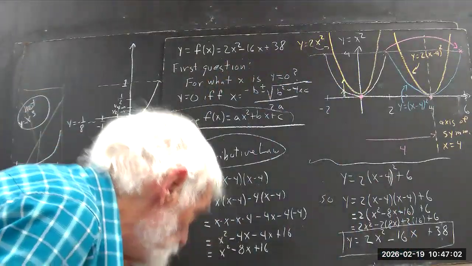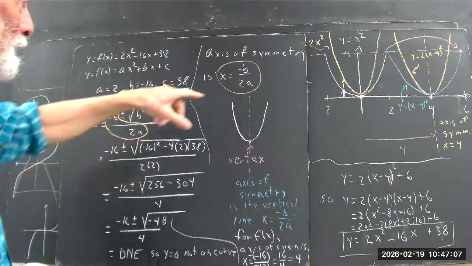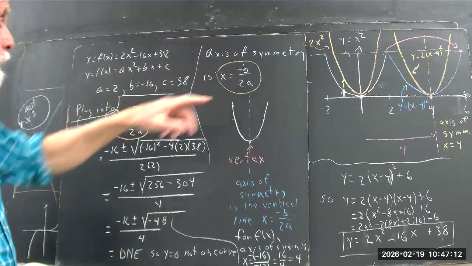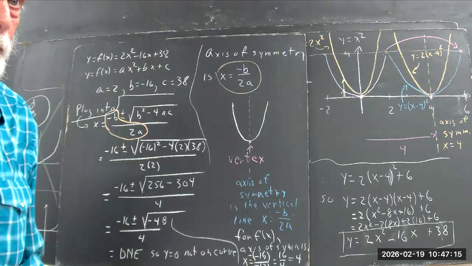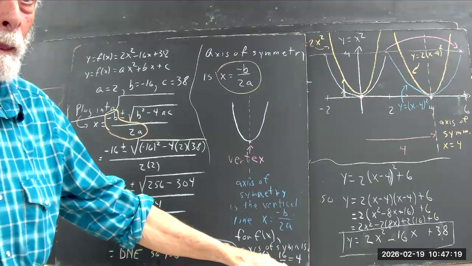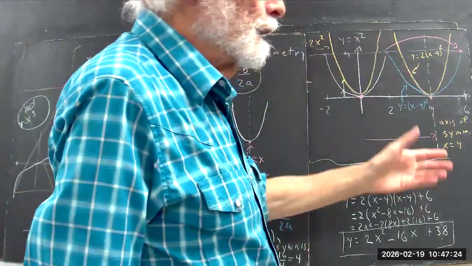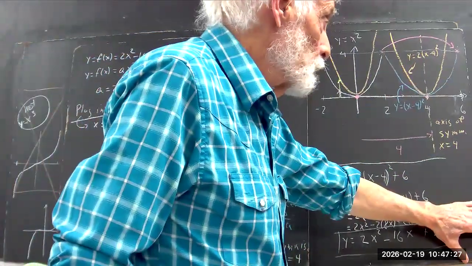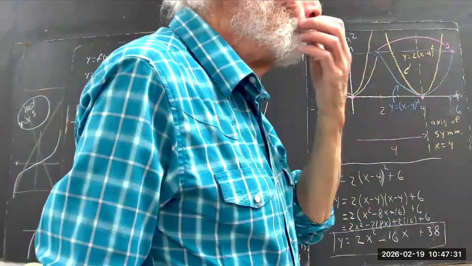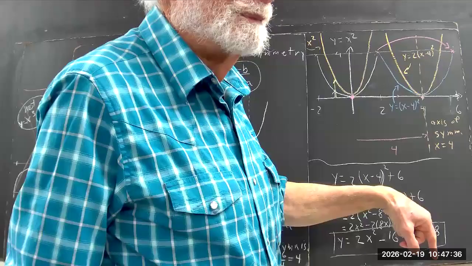Now, what did the quadratic formula tell us? It tells us that the axis of symmetry is negative b over 2a. When we use the expanded form, it tells us that the axis of symmetry is x equals 4. Okay? Now, the graph that we're looking at is the graph of y equals 2 times the quantity x minus 4 squared. But if I raise or lower that graph, the axis of symmetry doesn't change.